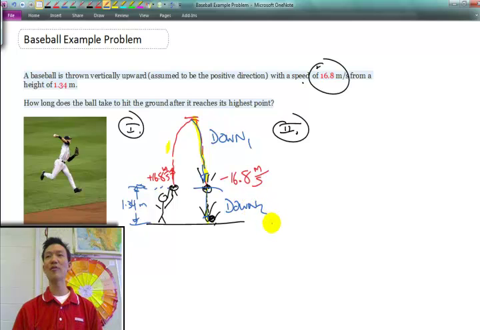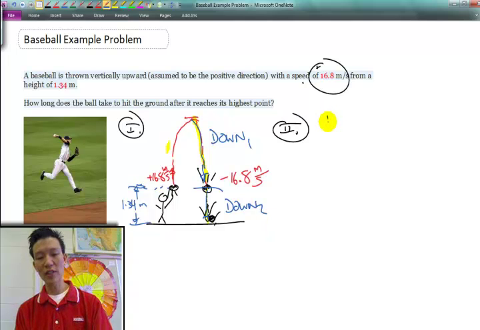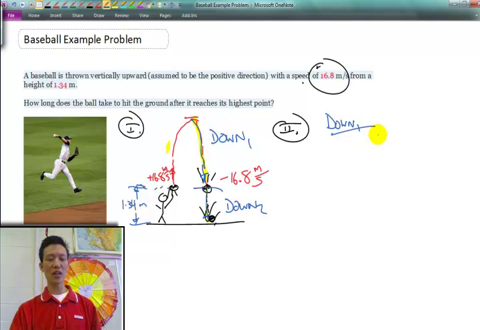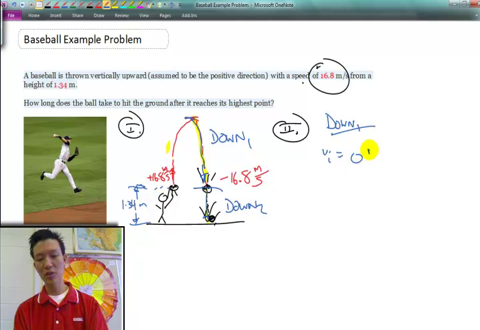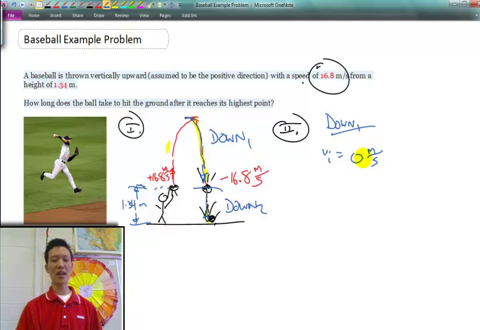Because there's actually 2 parts to this trip. You see that? Okay? Then that'll make it easier. So why don't we do down 1 first? Okay? Down 1. So if we're just going to solve for going down, at the very peak, little trick, what can you call the initial velocity at the peak? Big fat 0 meters per second. Because for a brief instant in time, as the ball goes up, it has to slow down to 0 before it can come back down.